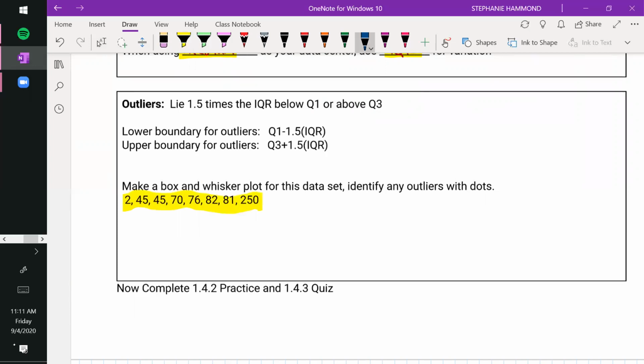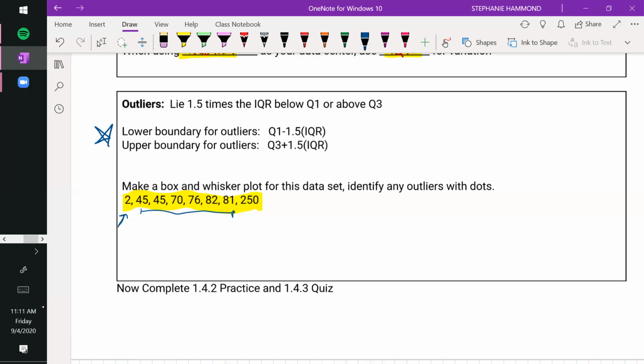Most of my data is kind of in this 40 to 80 range. But I have this 2 here that's a lot smaller. And I have this 250 here that's a lot bigger. So I think the 2 and the 250 might be outliers. To test that, we're going to look at the lower and upper boundaries for outliers.